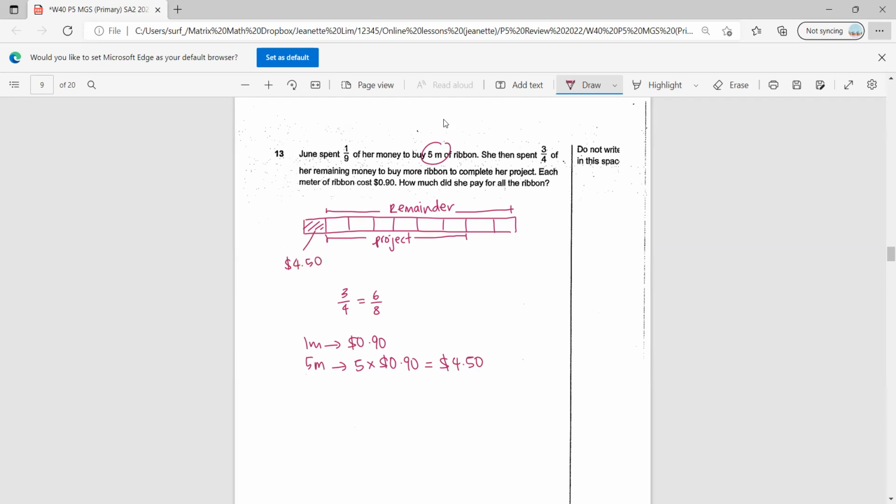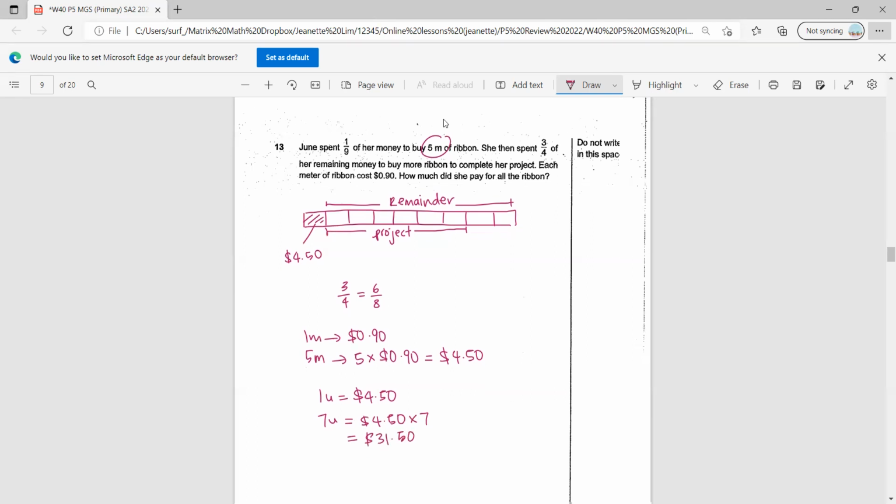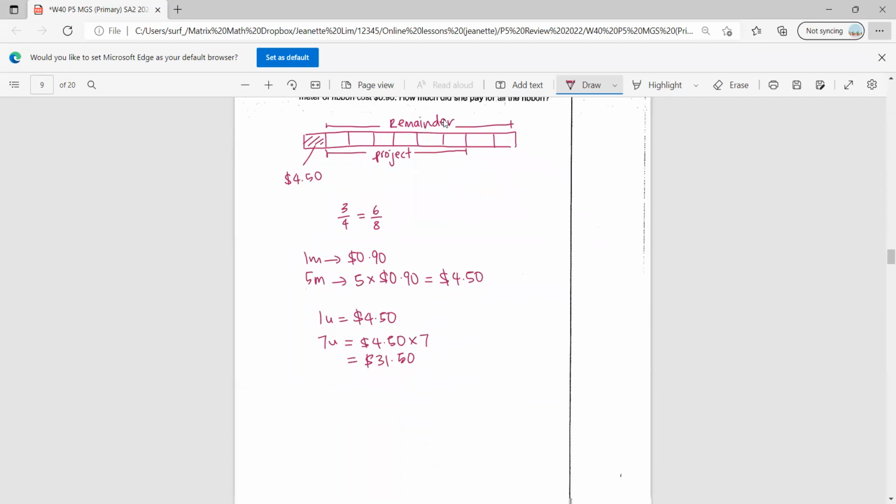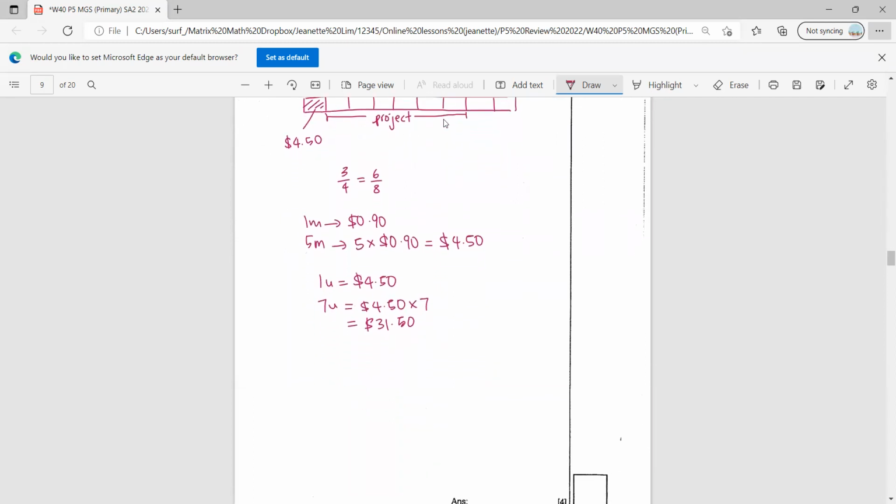How much did she pay for all the ribbons? A total of 7 units that she paid. 7 units. So 7 times 450. So the answer is $31.50. Okay.